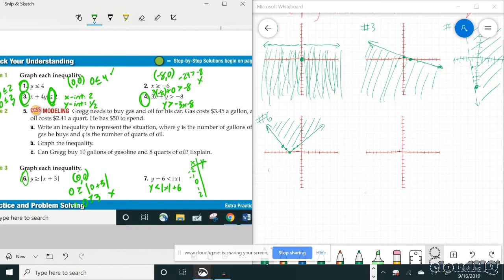So plug those in. Absolute value of negative 2 is, or sorry, is 2 rather. 2 plus 6 is 8. Absolute value of negative 1 is 1, plus 6 is 7. Absolute value of 0 is 0, plus 6 is 6. Plug in 1, absolute value of 1 is 1, plus 6 is 7. And absolute value of 2 is 2, plus 6 is 8.